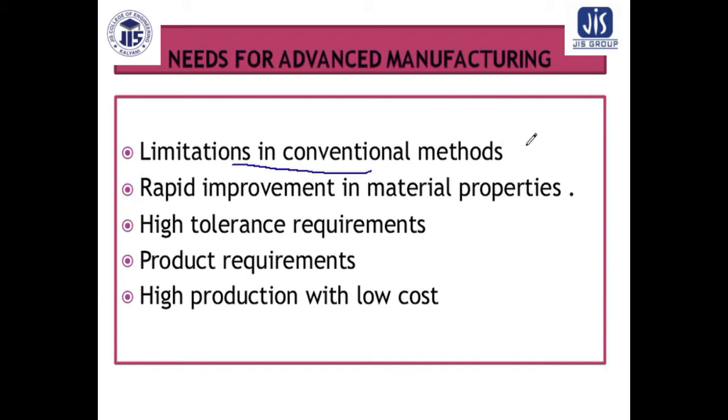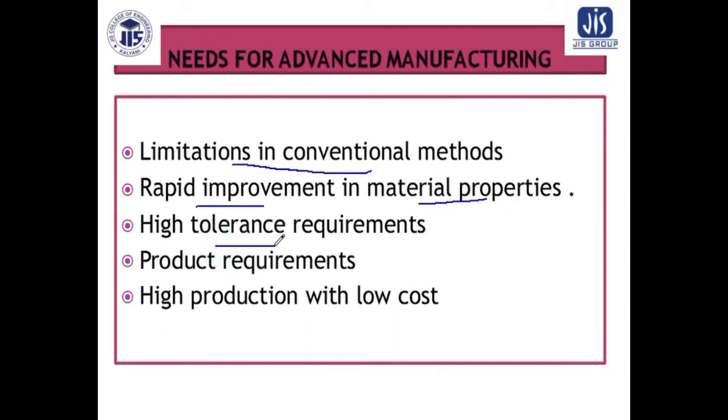Next, the level of accuracy or surface quality can often be higher in non-conventional machining rather than conventional machining methods. Next comes the rapid improvement in material properties. Yes, just now I talked about the advanced material. This is the requirement why we are going for advanced manufacturing, because nowadays we are increasing the various properties of the material to get the best output as per the requirement of the customer. So this rapid improvement is leading us to go with some advanced manufacturing technologies.